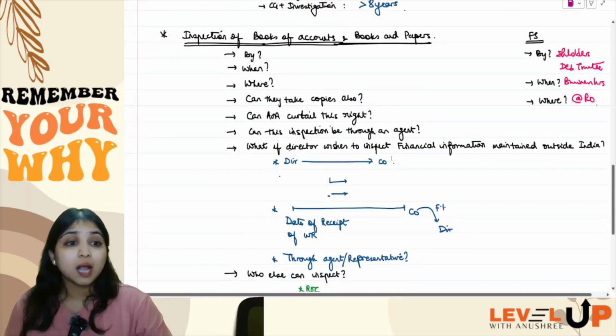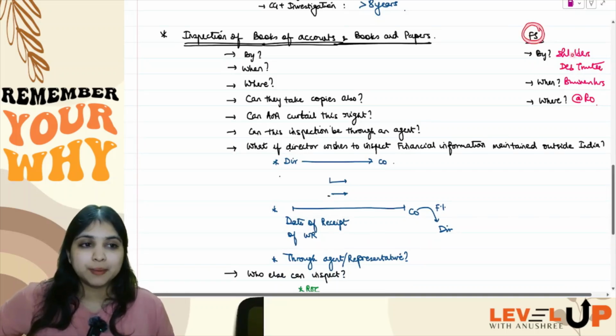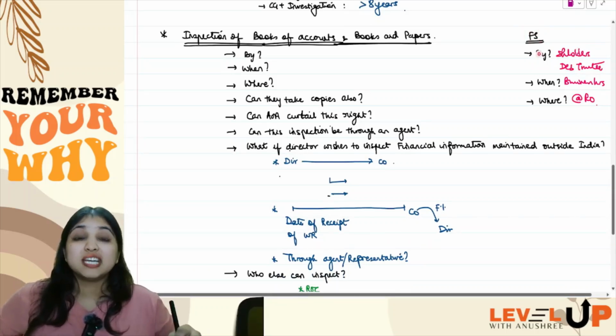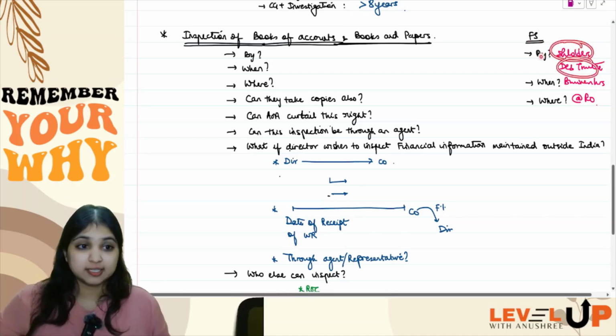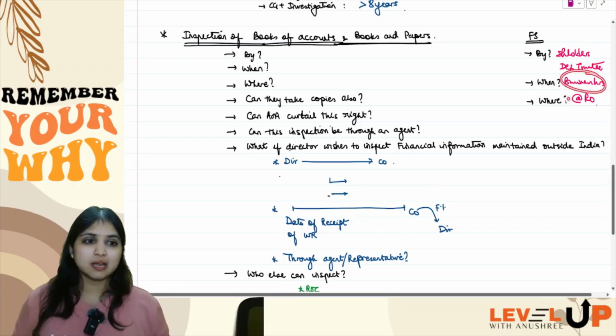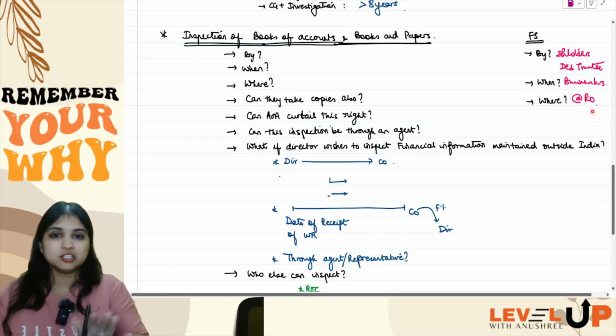Okay. Coming back to my discussion now, financial statements will be inspected by whom? By the shareholders, by the debenture trustee. Financial statements can be inspected by them anytime during the business hours at the registered office only, not any other place in India, only at the registered office.